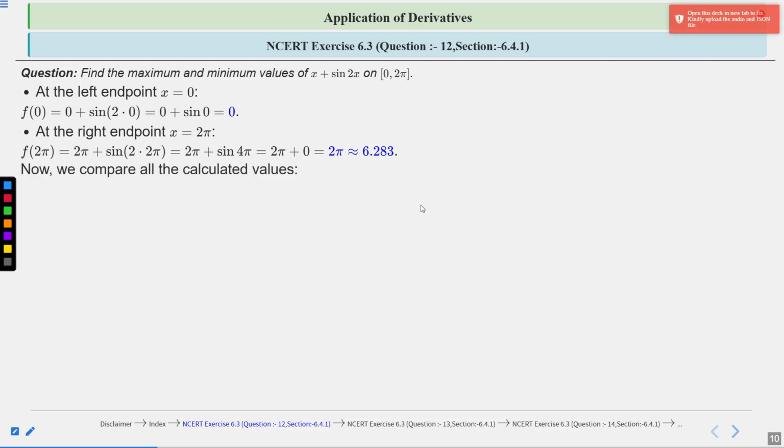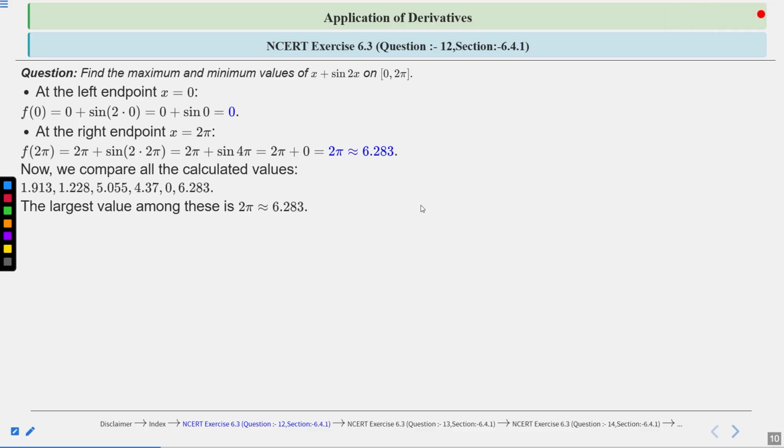Now we compare all the calculated values. So the f values will be 1.913, 1.228, 5.055, 4.37, 0, and 6.283. The largest value among these is 2 pi, which is approximately equal to 6.283, and the smallest value among these is 0.